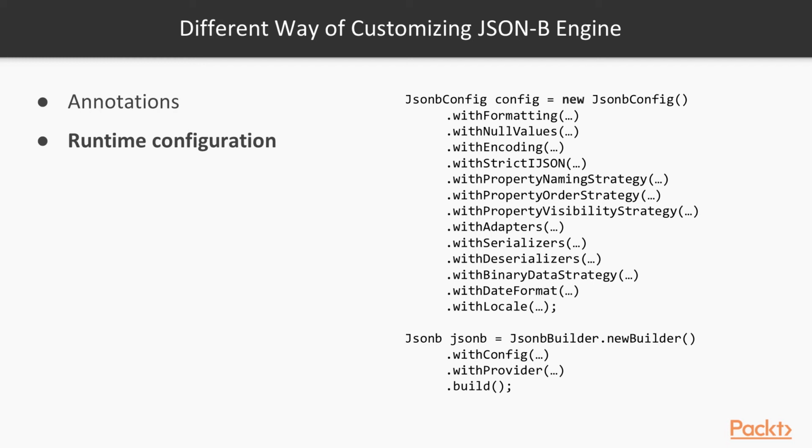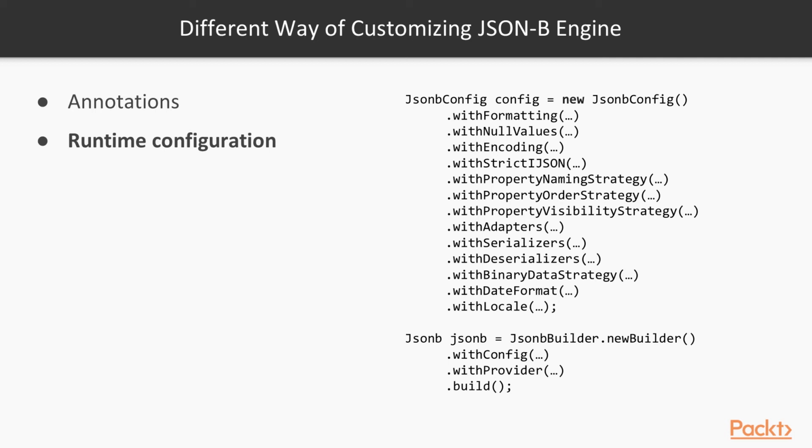After you create JsonbConfig, you use JsonbBuilder to build your custom JSON-B engine. JsonbBuilder is also used to create a default JSON-B engine. Remember the create method? To build a custom engine, you create a new builder. It has two methods: withConfig, where you pass your configuration, and withProvider, which can be used to specify a JSON-B implementation you will use in this particular instance.